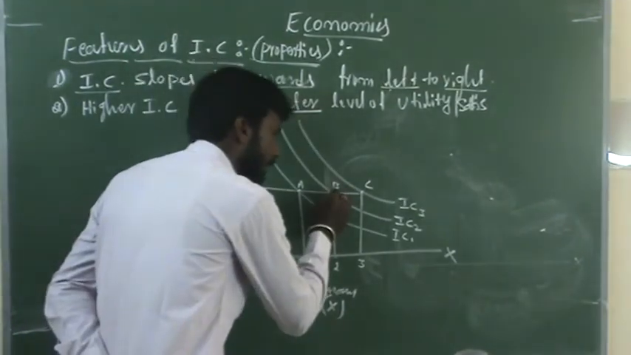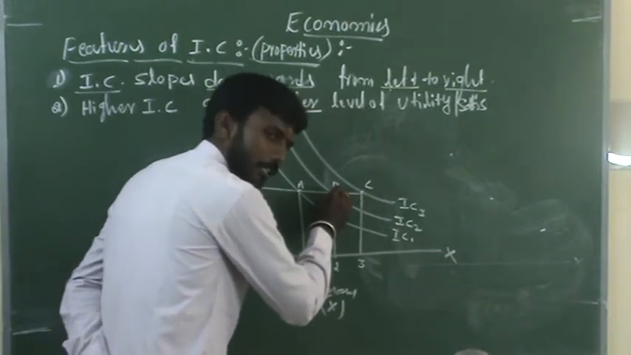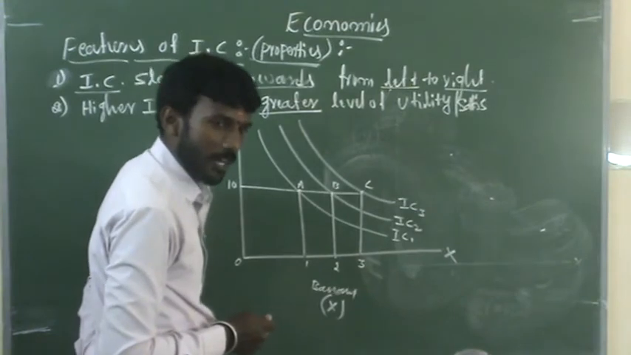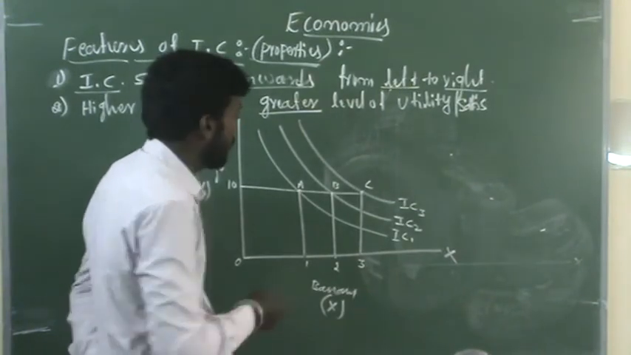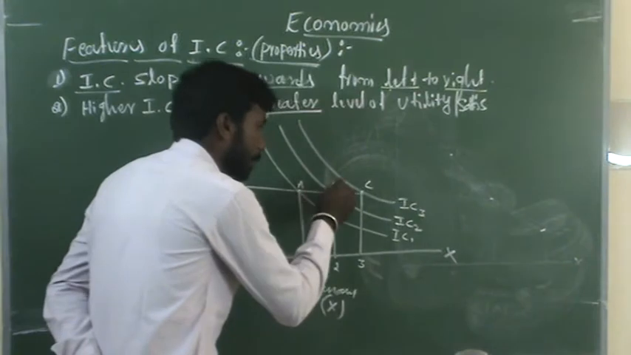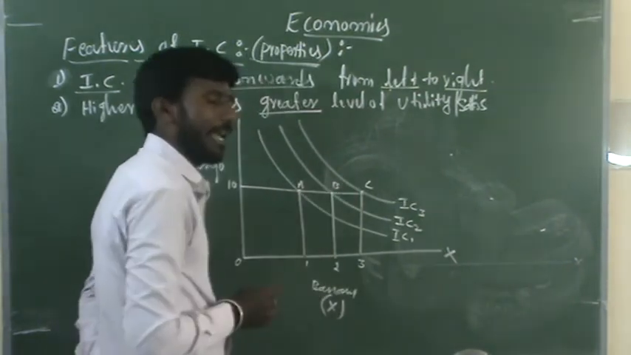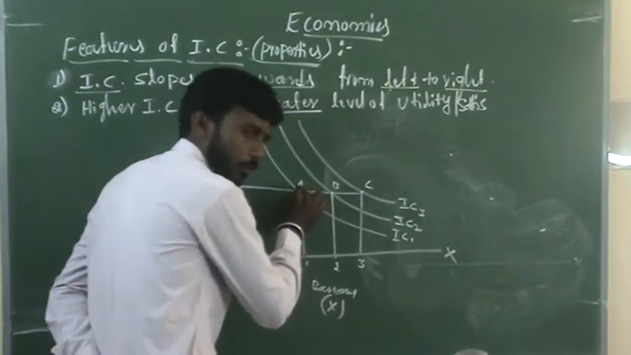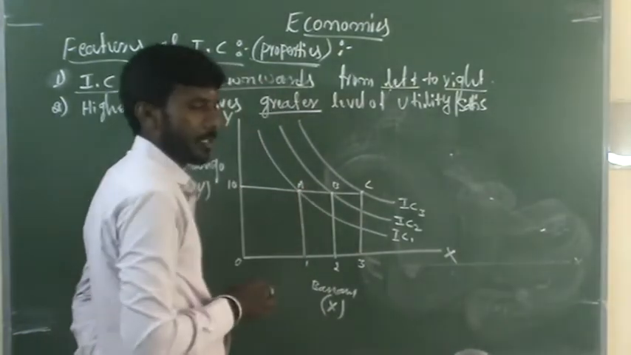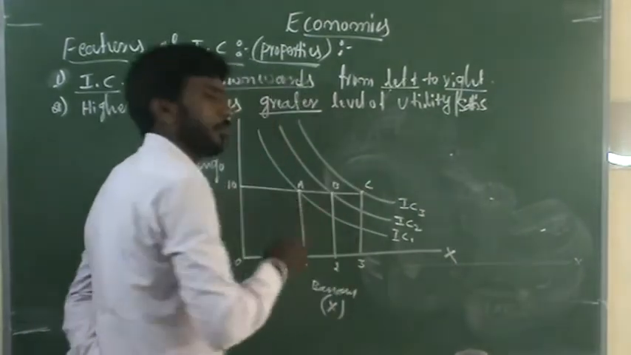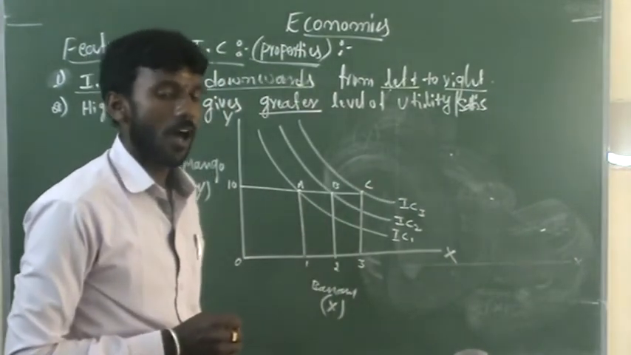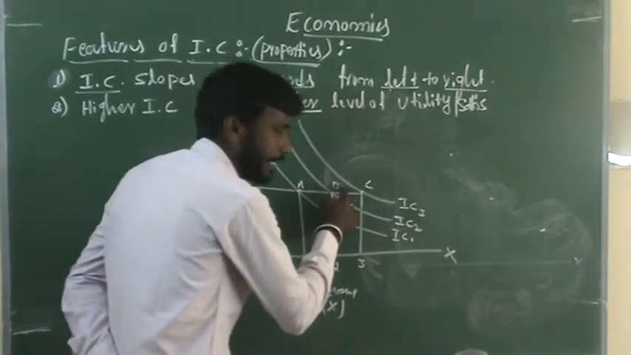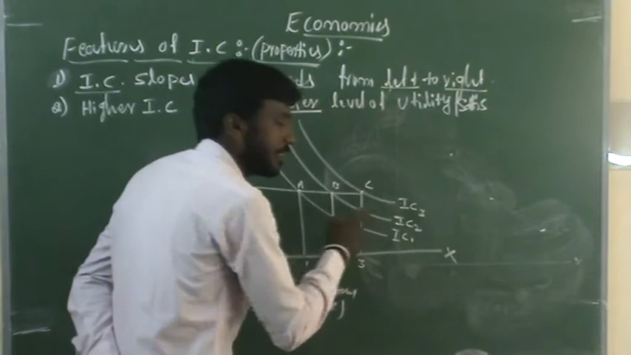The point B gives the greater level of satisfaction while we are comparing with the point A. But compared to C, the point B will give the lower level of satisfaction. Why? Because the point B lies on IC2.